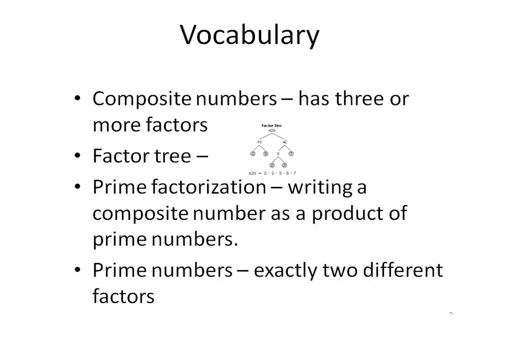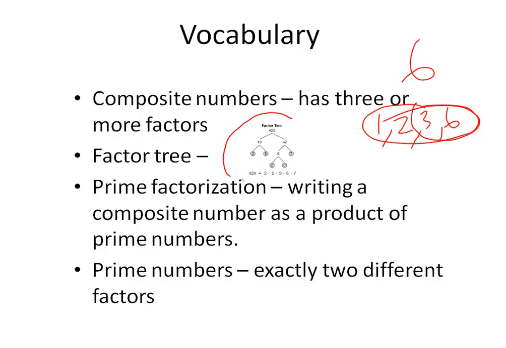For vocabulary, a composite number is any number that has 3 or more factors. So for example, 6 is a composite number because 6 has the factors 1, 2, 3, and 6. That's 3 or more. It's 4 total. So that would be a composite number.